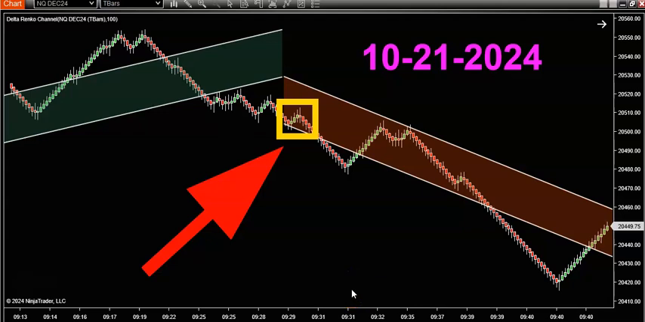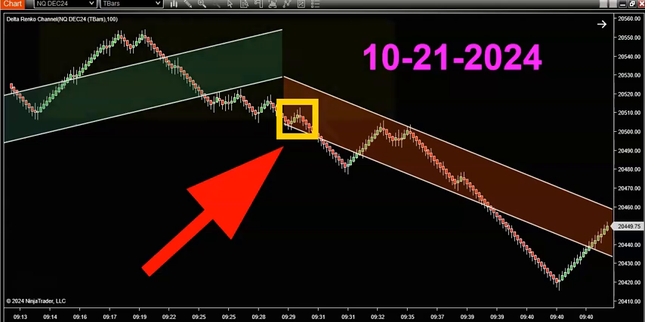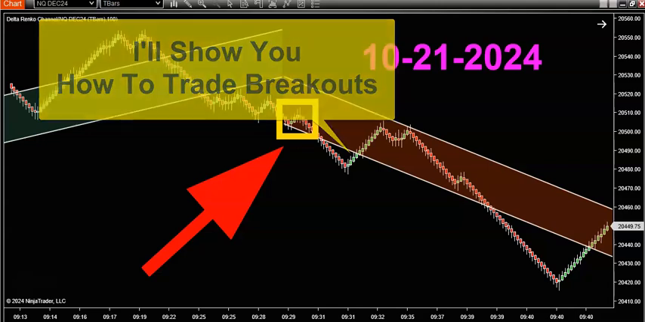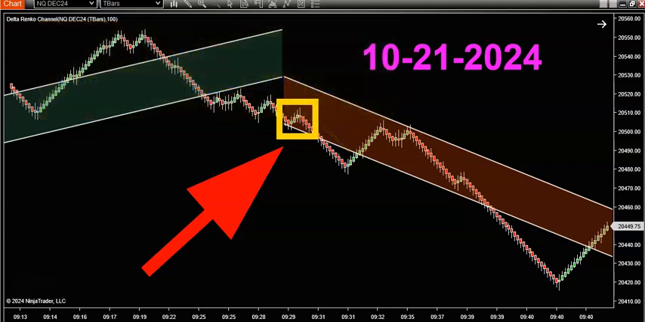Alright guys, in this video I'm going to show you how to trade a breakout via a simple set of trading channels. Because today we used this particular system to nail 900 ticks in profit. So let's get right into this video, folks. There's no time to waste. I've got so much I want to review with you.